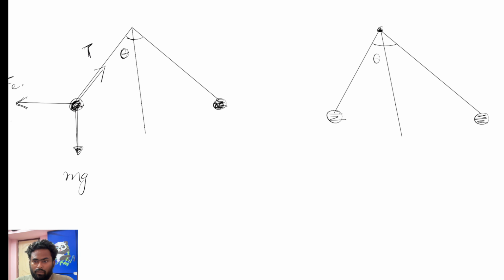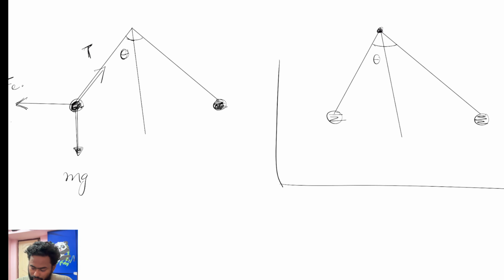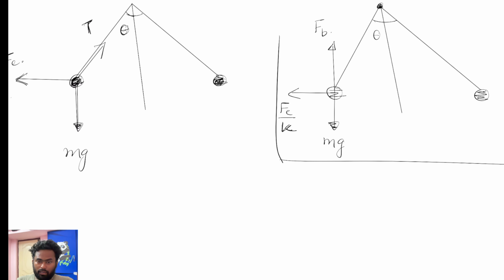Now in this second case, everything is in liquid. So let's draw the free body diagram. The downward force will be mg, no change. This side force will be how much? Fe, no, Fe by k, and one more force upward, that is the buoyant force. Clear? Tension will also be there in this string.